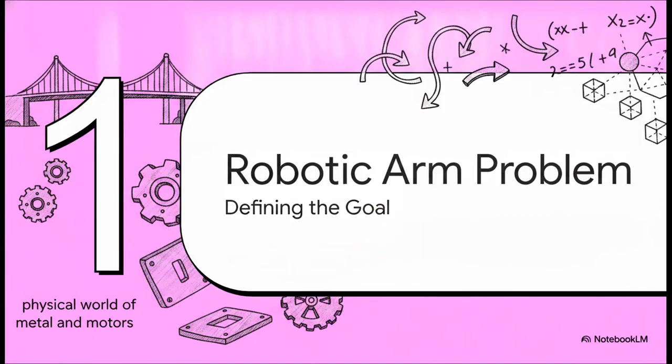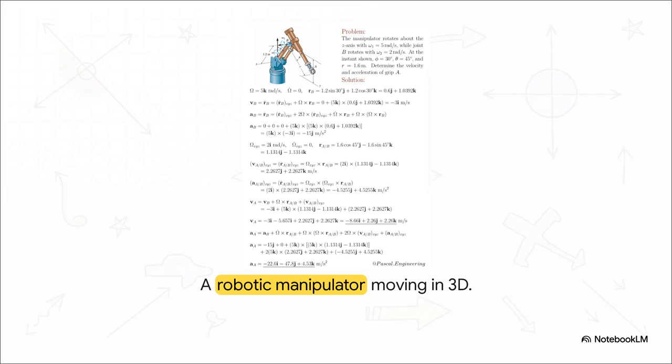All right, part 1, the robotic arm problem. Let's start building our bridge from the physical to the mathematical. I want you to do me a favor and completely ignore all those daunting equations at the bottom for just a second. Let's anchor ourselves in the actual physical geometry we're looking at. We've got a robotic manipulator moving in 3 dimensions simultaneously. That blue base is spinning, and the brown arm attached to it is pitching up and down.